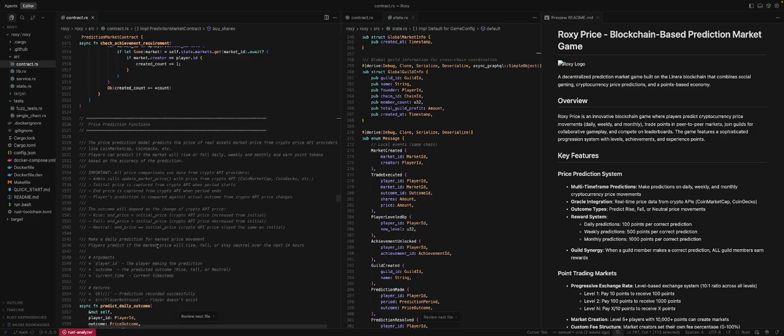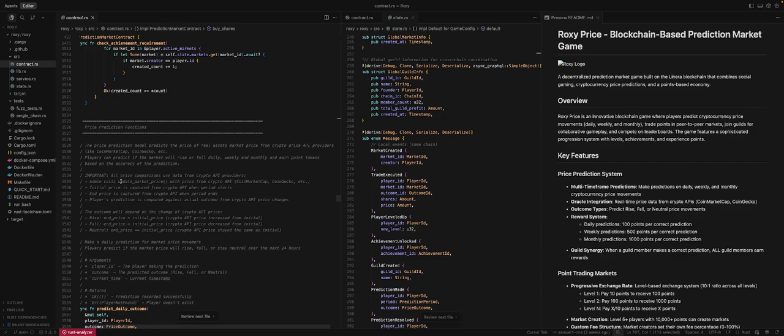So let's break it down from the doc. Price prediction model: predict the price of a real asset market price from crypto price API providers like CoinMarketCap, CoinGecko, etc. So the player can predict if the market will rise or fall daily, weekly, and monthly, and earn tokens based on the accuracy of the prediction.